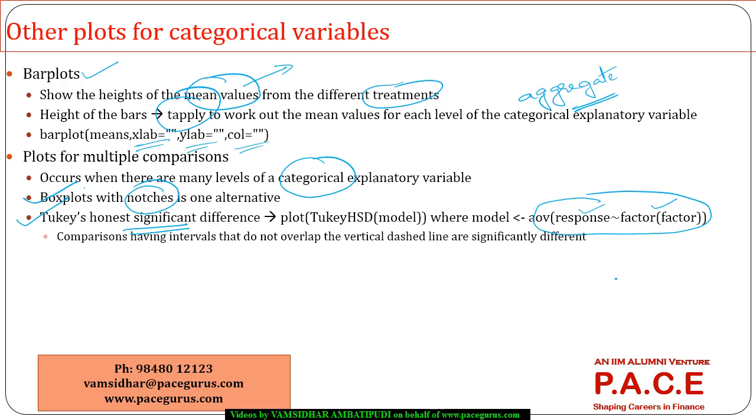Remember, your notched box plots are comparing the medians across the groups, whereas Tukey's HSD is comparing the mean values across the groups. So that is one more kind of chart that you can rely on, especially for your two variable kind of categories. So these are some of the important graphs addressing the two variable scenarios. All right.